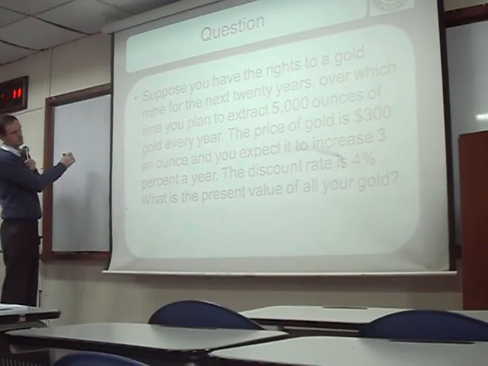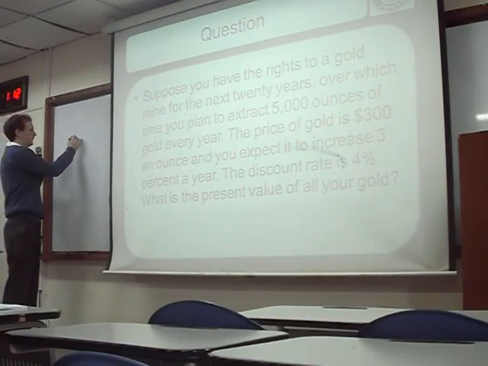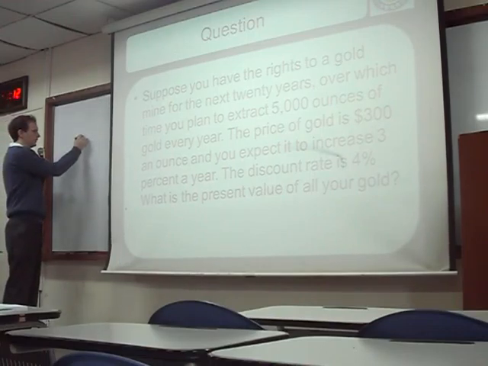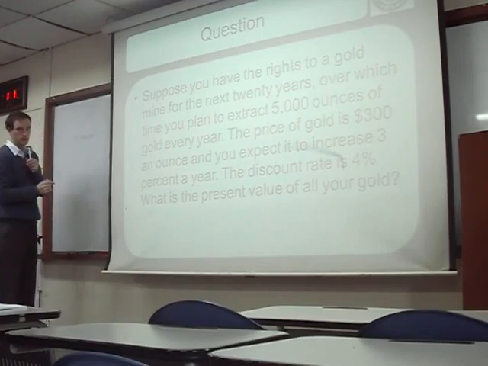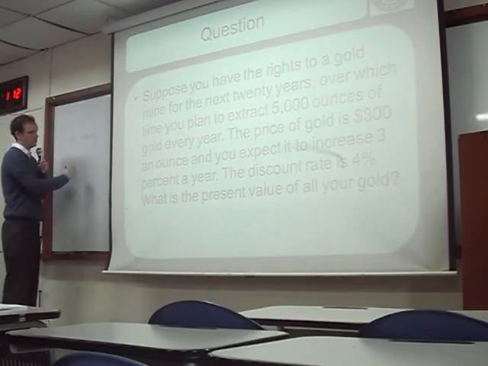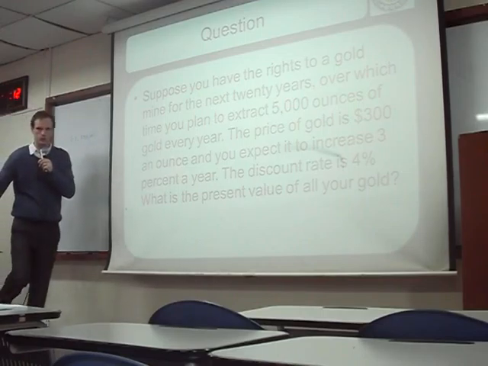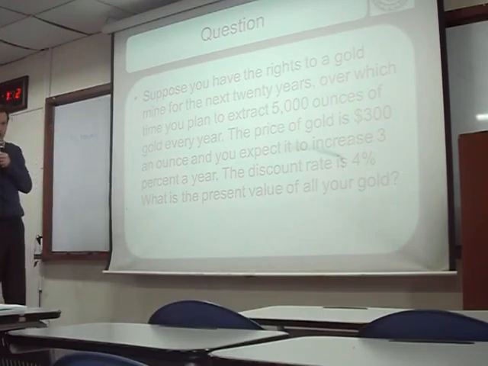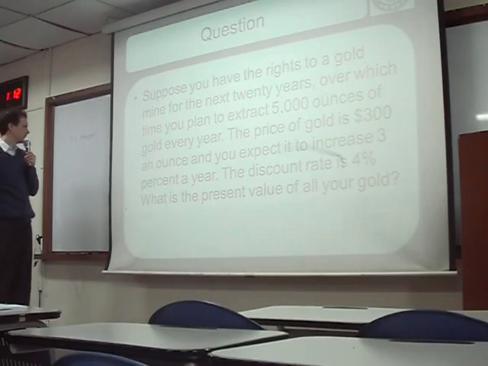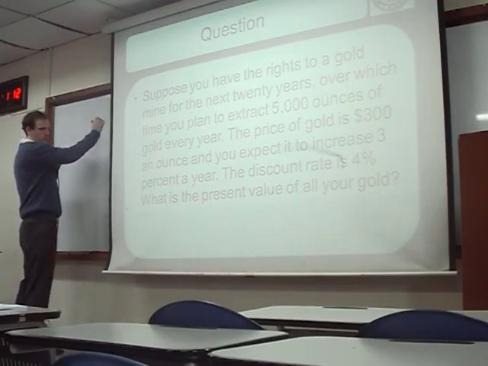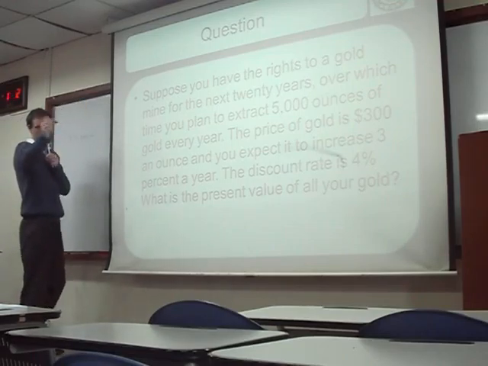So we've got 3 times 5 is 15,000, and add two zeros is 1.5 million. Okay? Is that correct? Yes. So that's how much our gold is worth. But it's going to increase 3% a year. So what is the present value of all your gold? It's perpetual, going on forever. It's going to increase 3% a year. So next year it's going to be plus 3%, next year plus 3%, plus 3%.